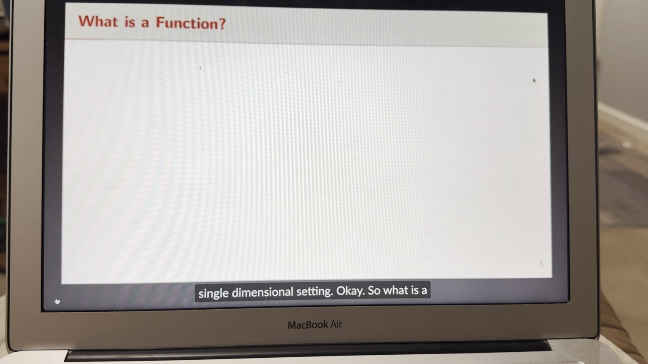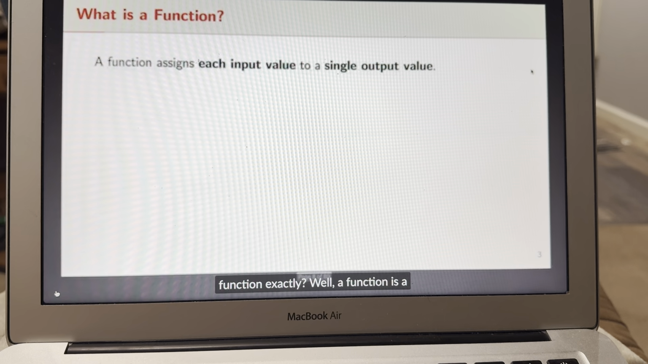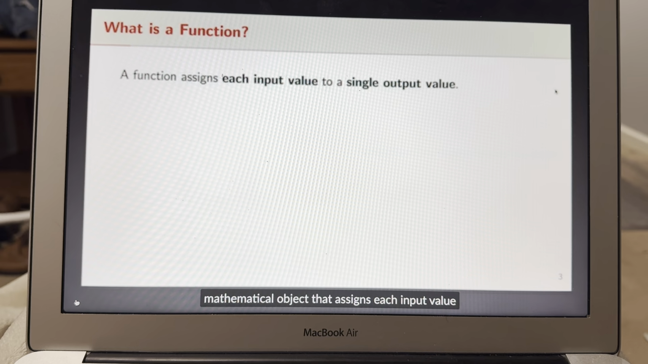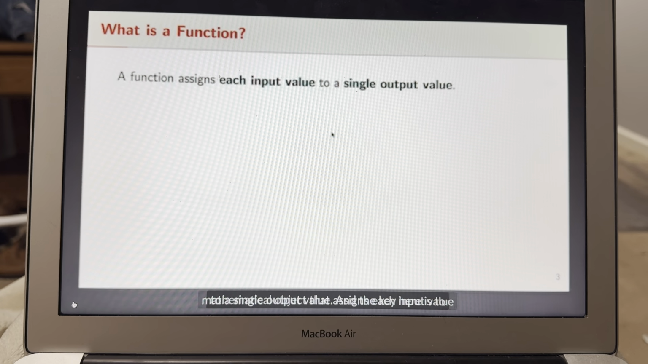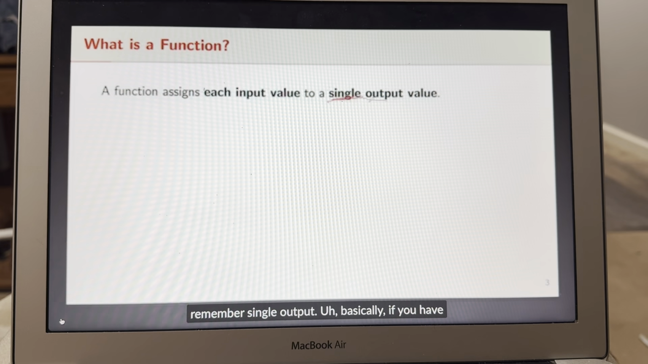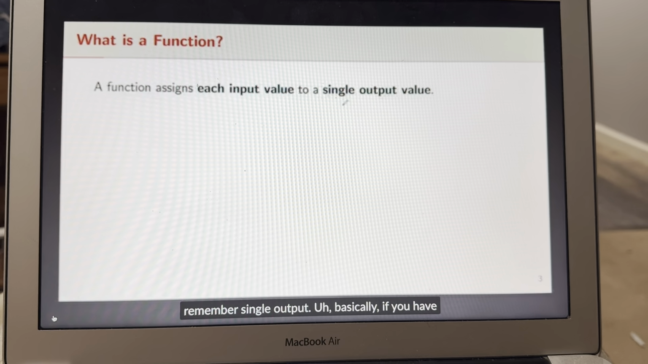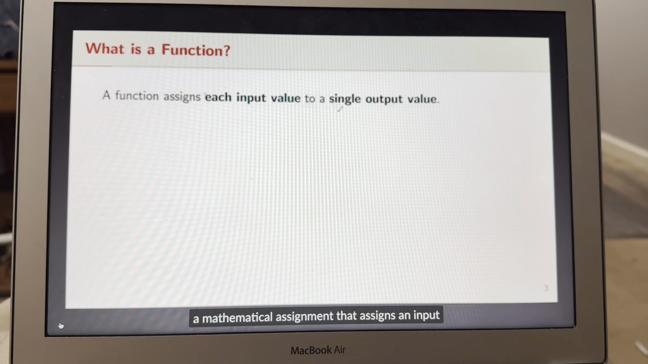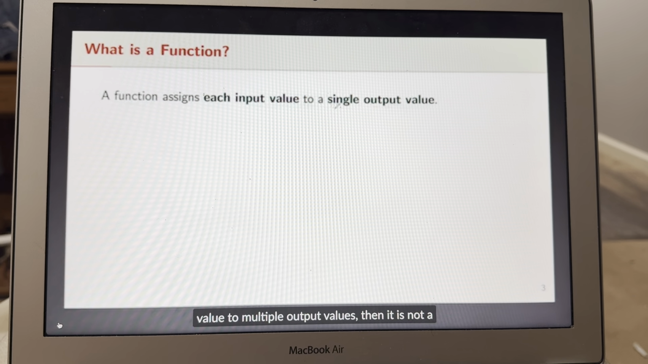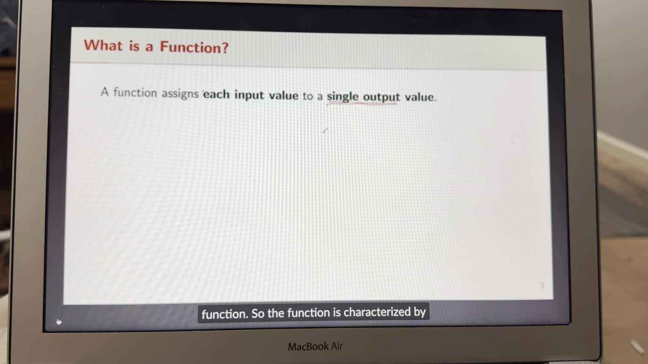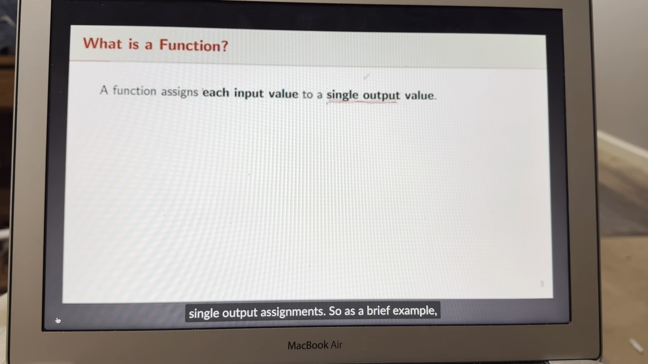Okay, so what is a function exactly? Well, a function is a mathematical object that assigns each input value to a single output value. And the key here is to remember single output. Basically, if you have a mathematical assignment that assigns an input value to multiple output values, then it is not a function. So the function is characterized by single output assignments.